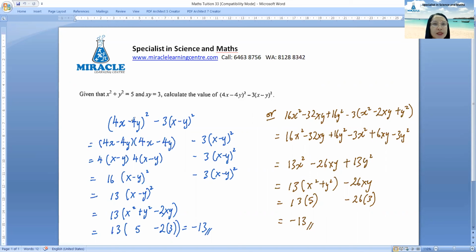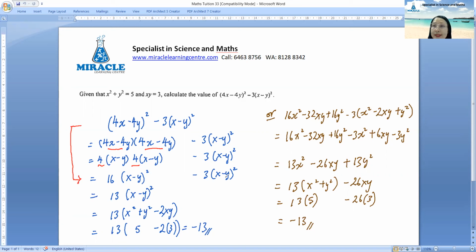This first method, you can see that I split it up. There's a square here, so it's actually 4x minus y and 4x minus y repeated. So I take out a common factor of 4, and here I also take out a common factor of 4. So 4 times 4 is actually 16, x minus y square. If you can see, you can actually skip to this step directly. If you're unsure, you can see the working over here.